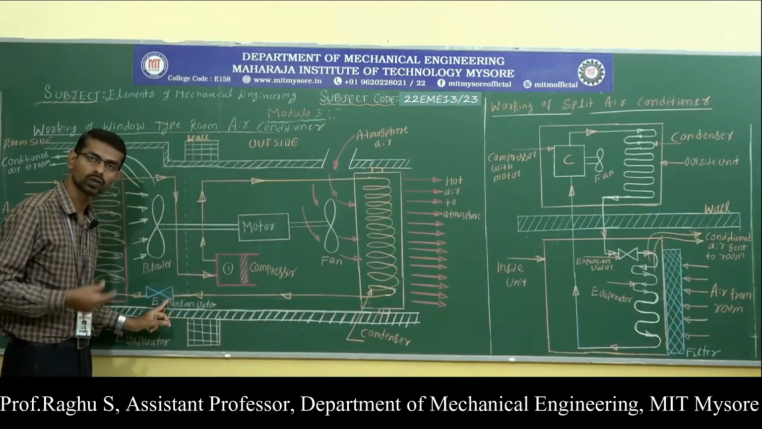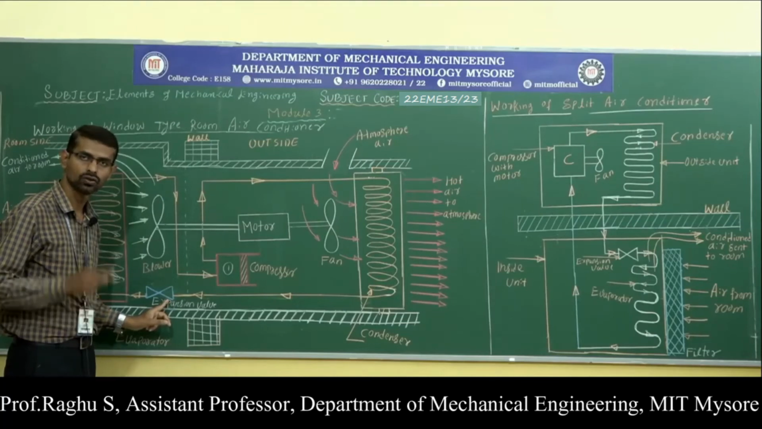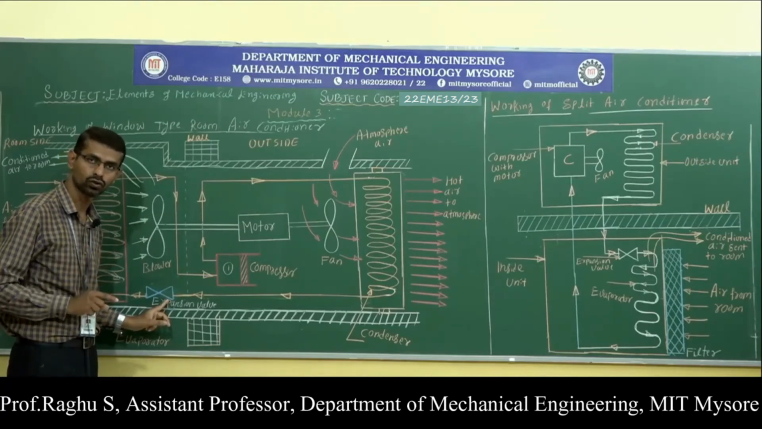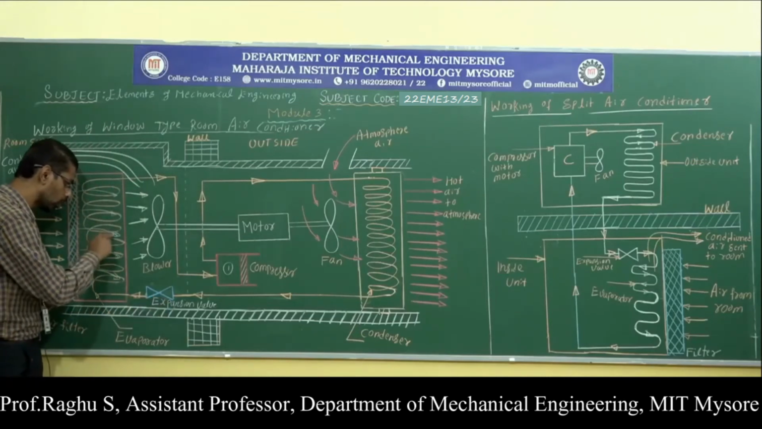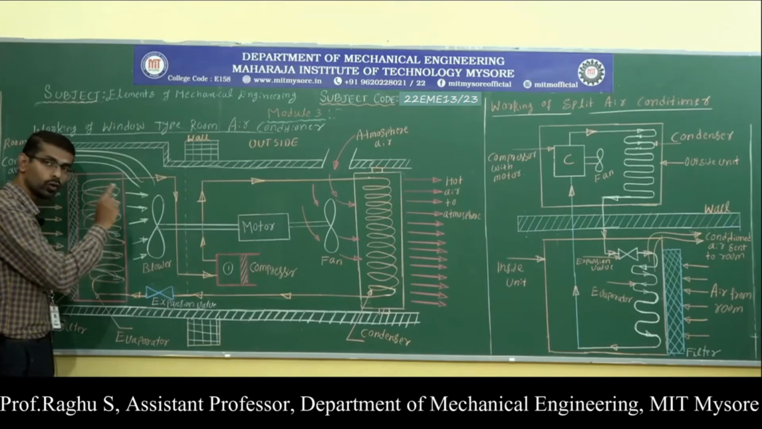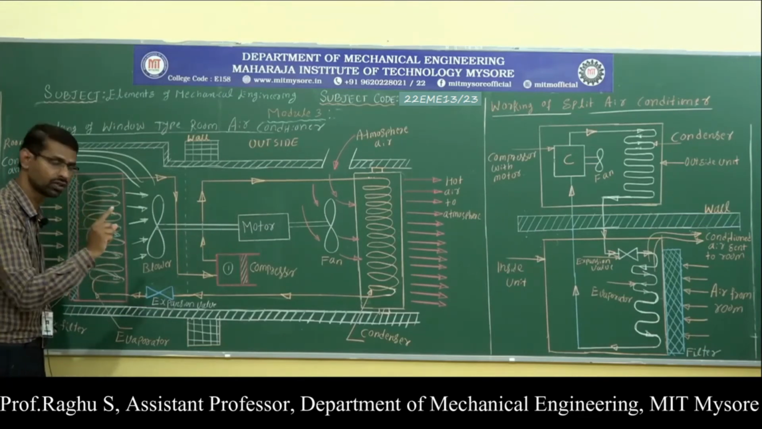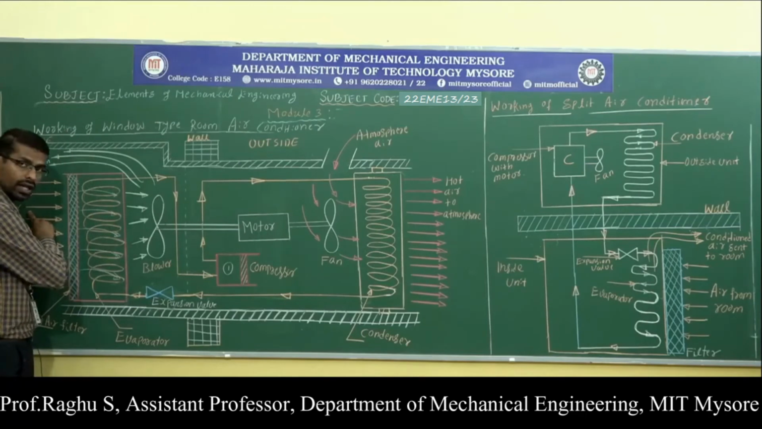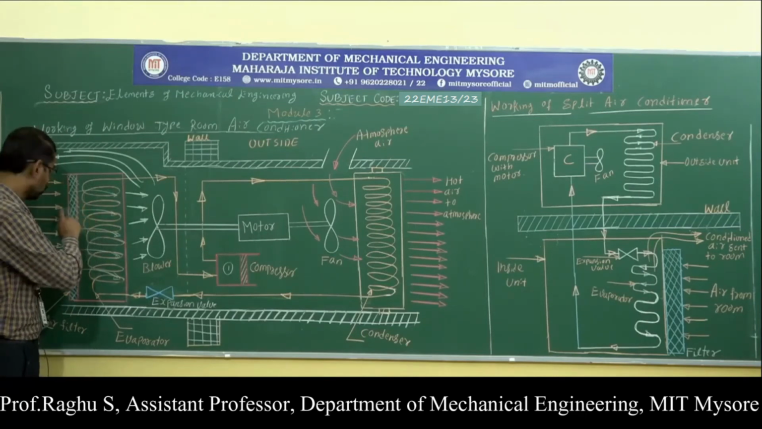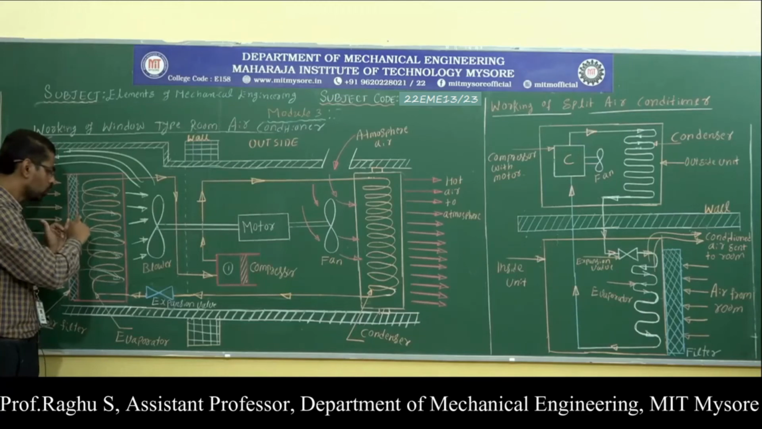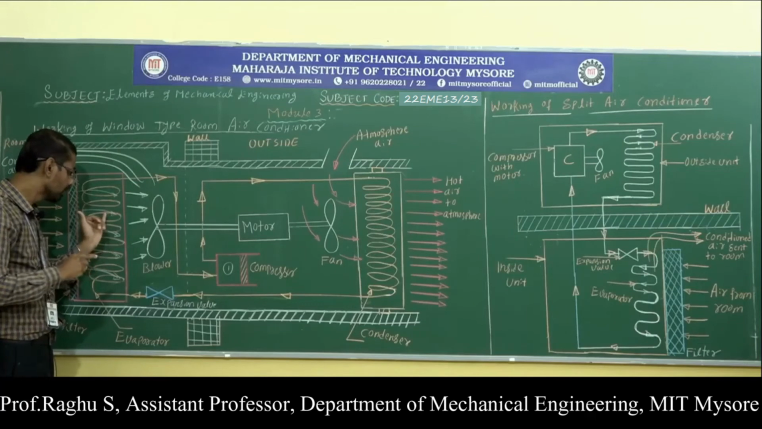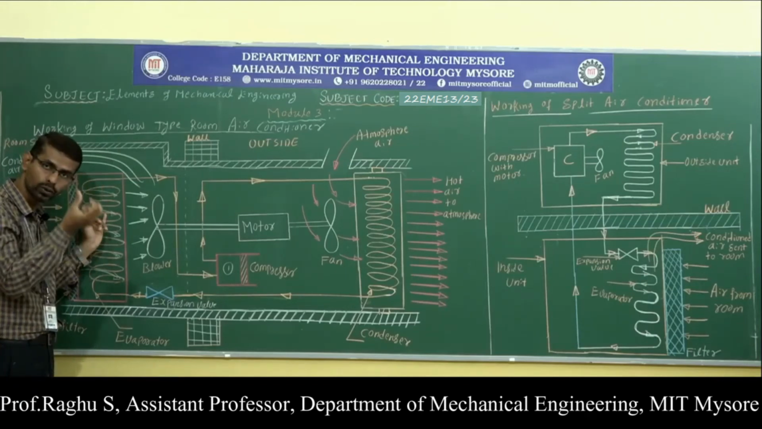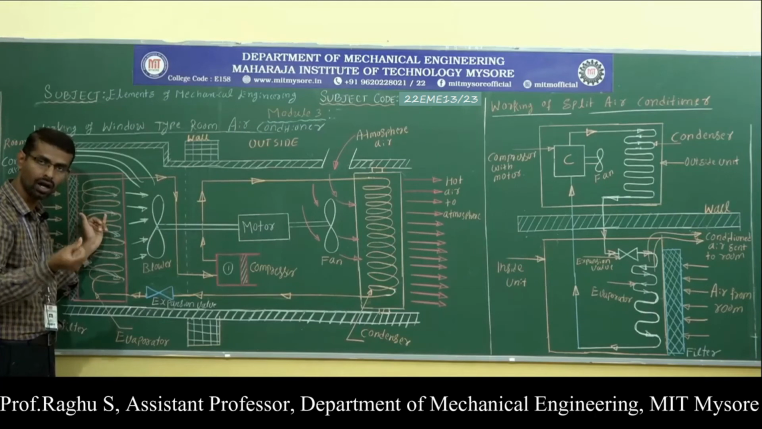In the expansion valve, expansion of liquid refrigerant takes place. Due to expansion, pressure and temperature get reduced to a lower value. Now, the low pressure and low temperature liquid refrigerant enters into the evaporator tube. Now, the hot air from the room is sucked through the air filter and made to flow over the tube. When the hot air flows over the tube, the liquid refrigerant in the evaporator absorbs the heat from the hot air, and the air is also dehumidified.